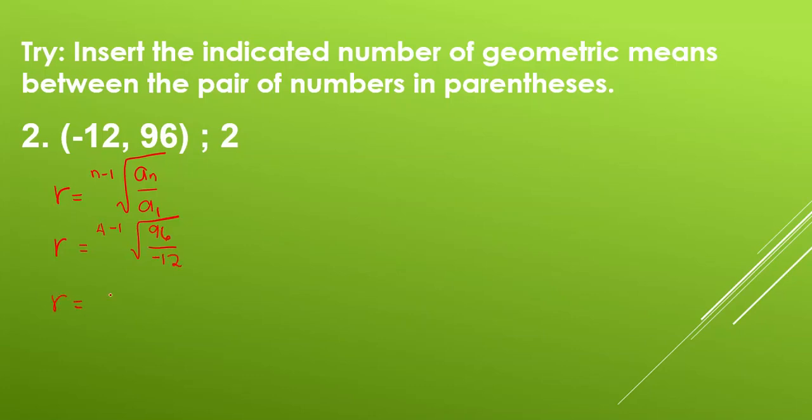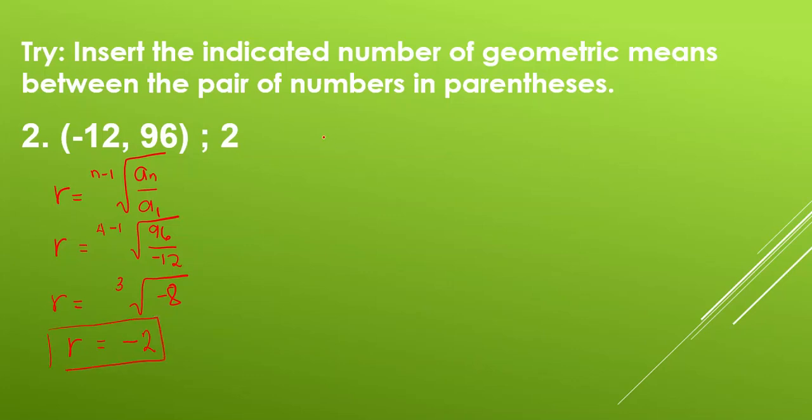So r is equal to the cube root of negative 8. The radicand is negative. When you take its odd root, it's always just negative. And the cube root of 8 is 2. Therefore, your common ratio is negative 2.